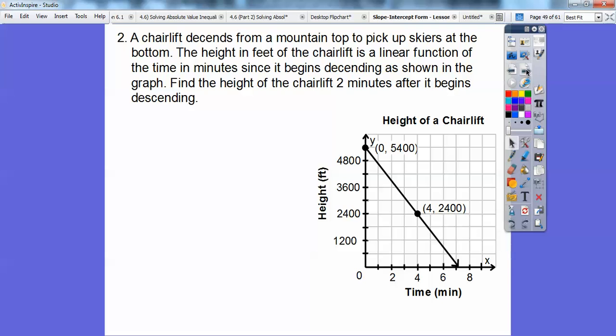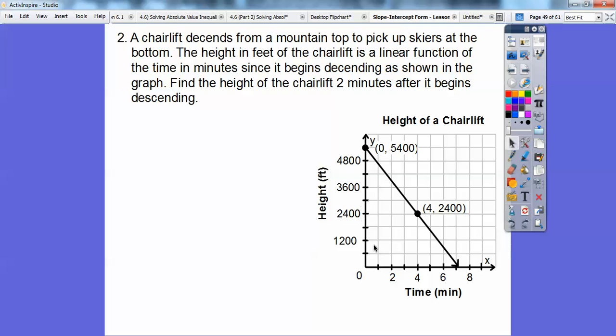All right, let's try another one. A chairlift descends from a mountaintop to pick up skiers at the bottom. The height in feet of the chairlift is a linear function, y equals mx plus b for this lesson, of the time in minutes since it begins descending as shown in the graph. So it starts here and then it starts descending right here. Find the height of the chairlift after 2 minutes. So here's the time in minutes, 2 minutes right here. Here's the height in feet. So these ones are going by 600 right here.